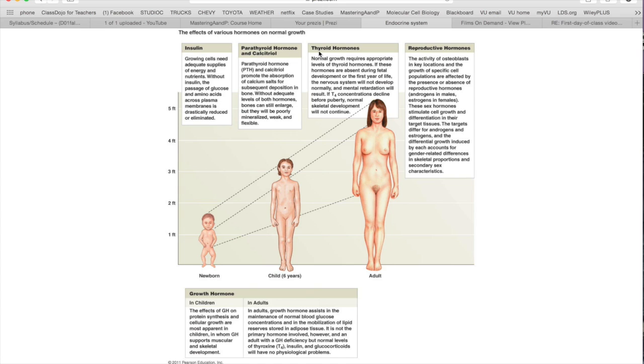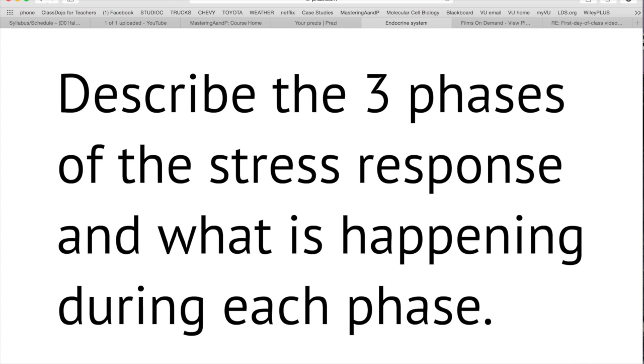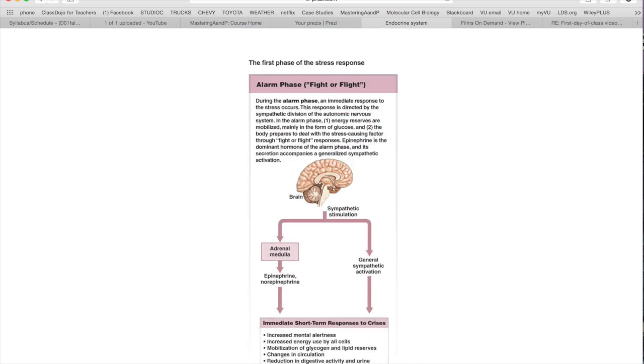Thyroid hormone is required as well. That's going to make sure we have the energy. And then the last one we need is the reproductive hormones. They also affect our growth ability. So that's the 6 hormones that are involved in growth, just in case that's on your test. The stress response we're going to skip. You can read about it. It's not going to be on your test.